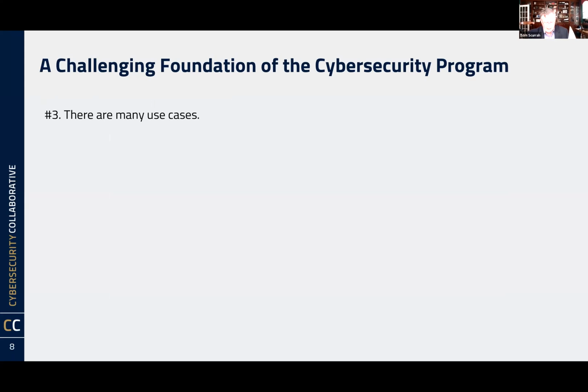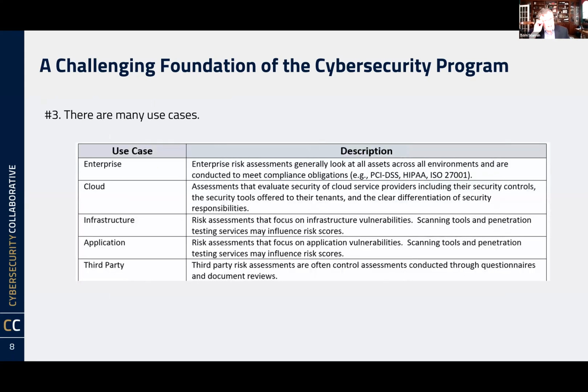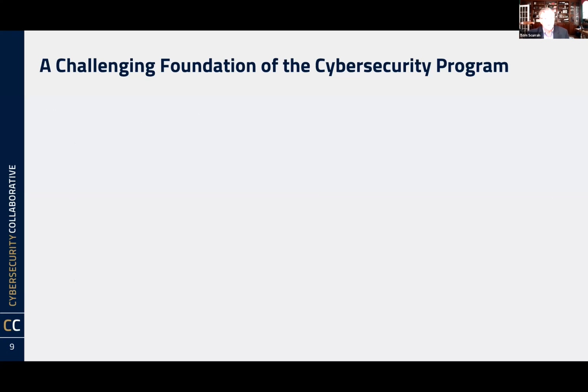The third thing is there are many use cases. Enterprise is the one we talk a lot about, but there are members on the team that are looking at various technology environments, cloud infrastructure, application, and third party, which often become control assessments, but some of our members are actually tying them more to risks and making them a part of the risk assessment fabric. So the annual enterprise one is typically required, but others use the same approaches of likelihood and impact and scoring in other environments as well.